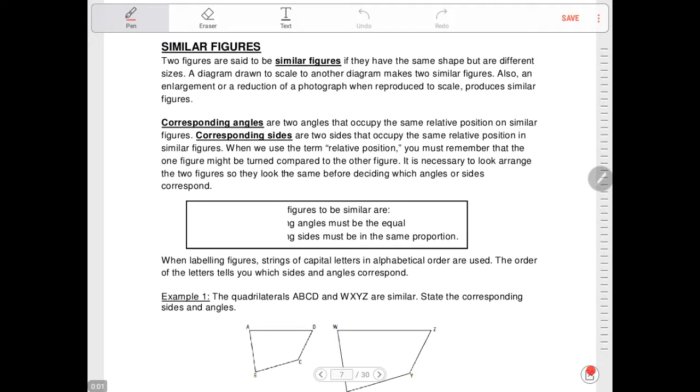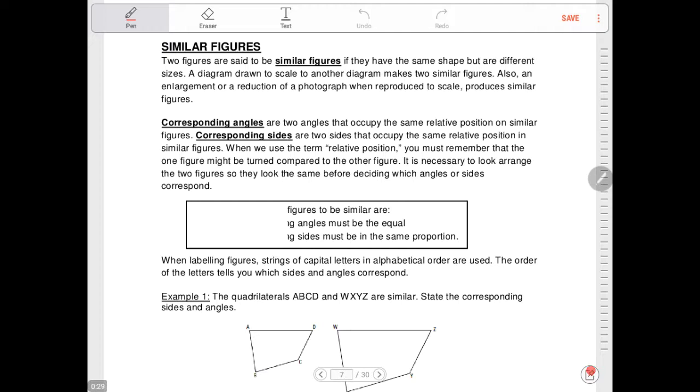Okay, everyone, we're going to move on now to a new topic in our unit, and it is called similar figures. Now, we are moving towards calculations and finding missing sides and so on. But before we do so, we need to look at just correct terminology and how to identify things. So if we just read along here, it says, two figures are said to be similar figures if they have the same shape but are different sizes.